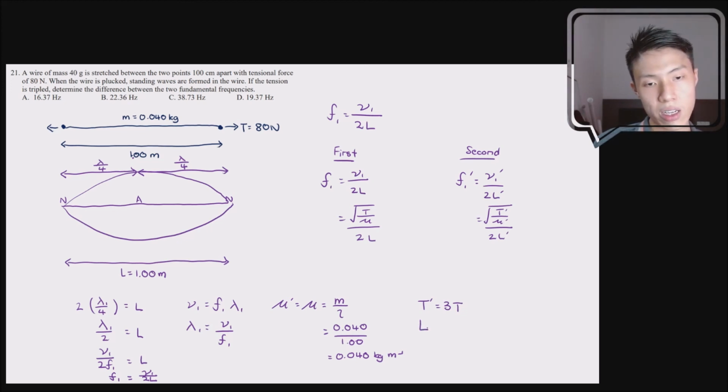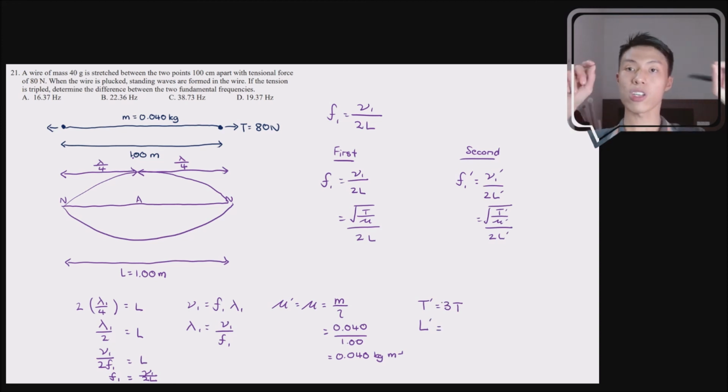And the length here should not change because you're not changing where you pin the stretch string. It's still 100 cm apart for the 2 points over here. So the new length should be equal to the old length, which is 1 meter. So now we have all the information that we need.